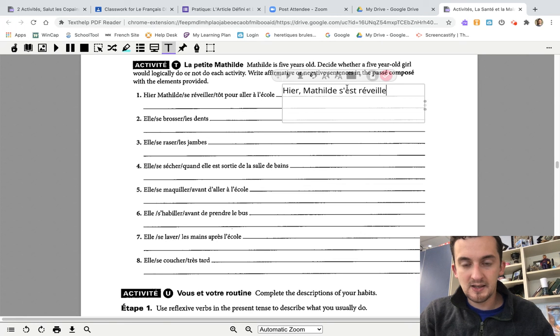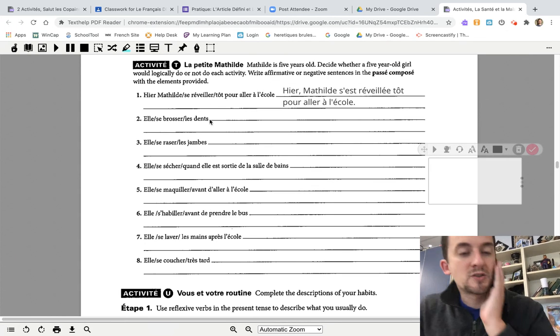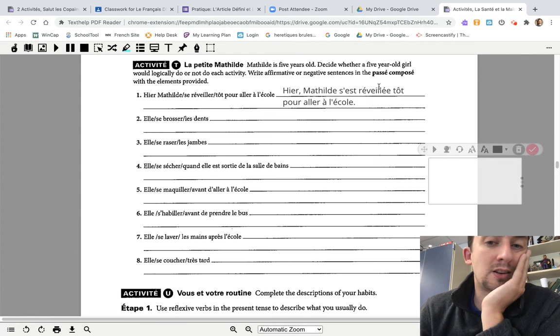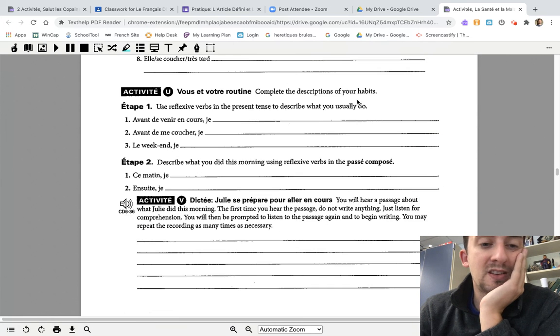S'est réveillée. E on the end, unless there's a body part, which there's not, because tôt means early. Pour aller à l'école. So there you have it. You're going to do it just like that. So careful in number 2 because there's a body part, so you're not going to make the past participle agree.